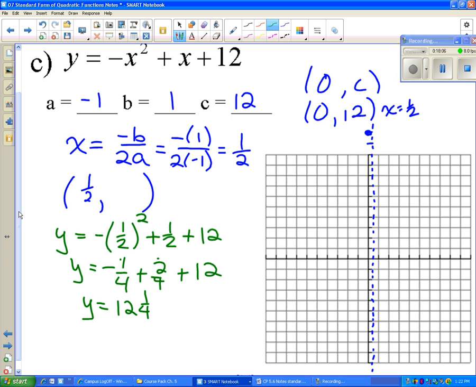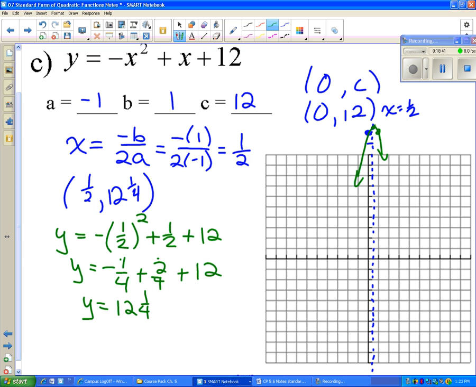So I'm going to have my vertex at 1/2, 12 and 1/4. Remember 1/4 is 0.25. So it's going to be a little higher. Well, let me use a different color. 1/2 and a little higher, so my graph is going to come down like that. And that's what my graph is going to look like. It's kind of weird, it's kind of ugly, but that's what it's going to look like.